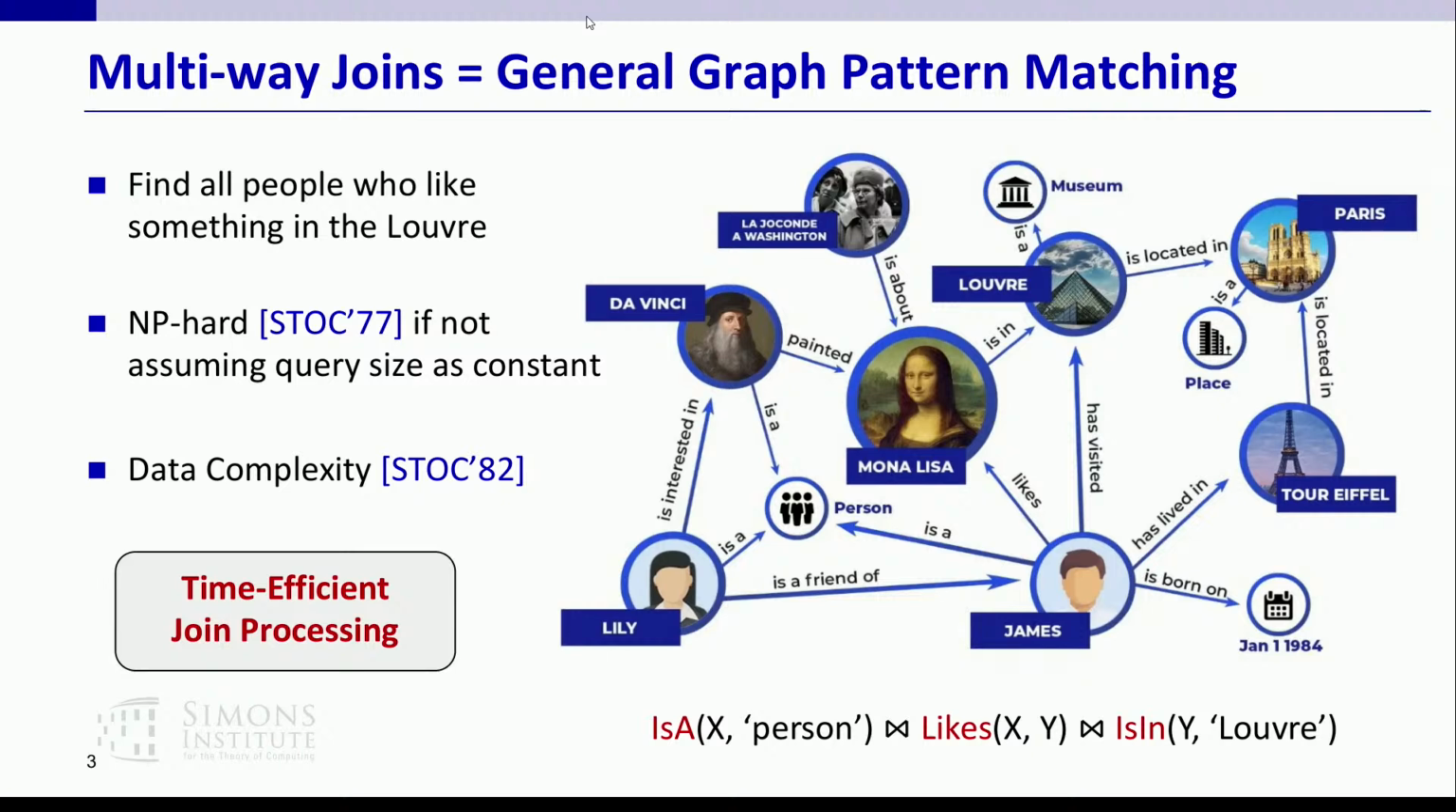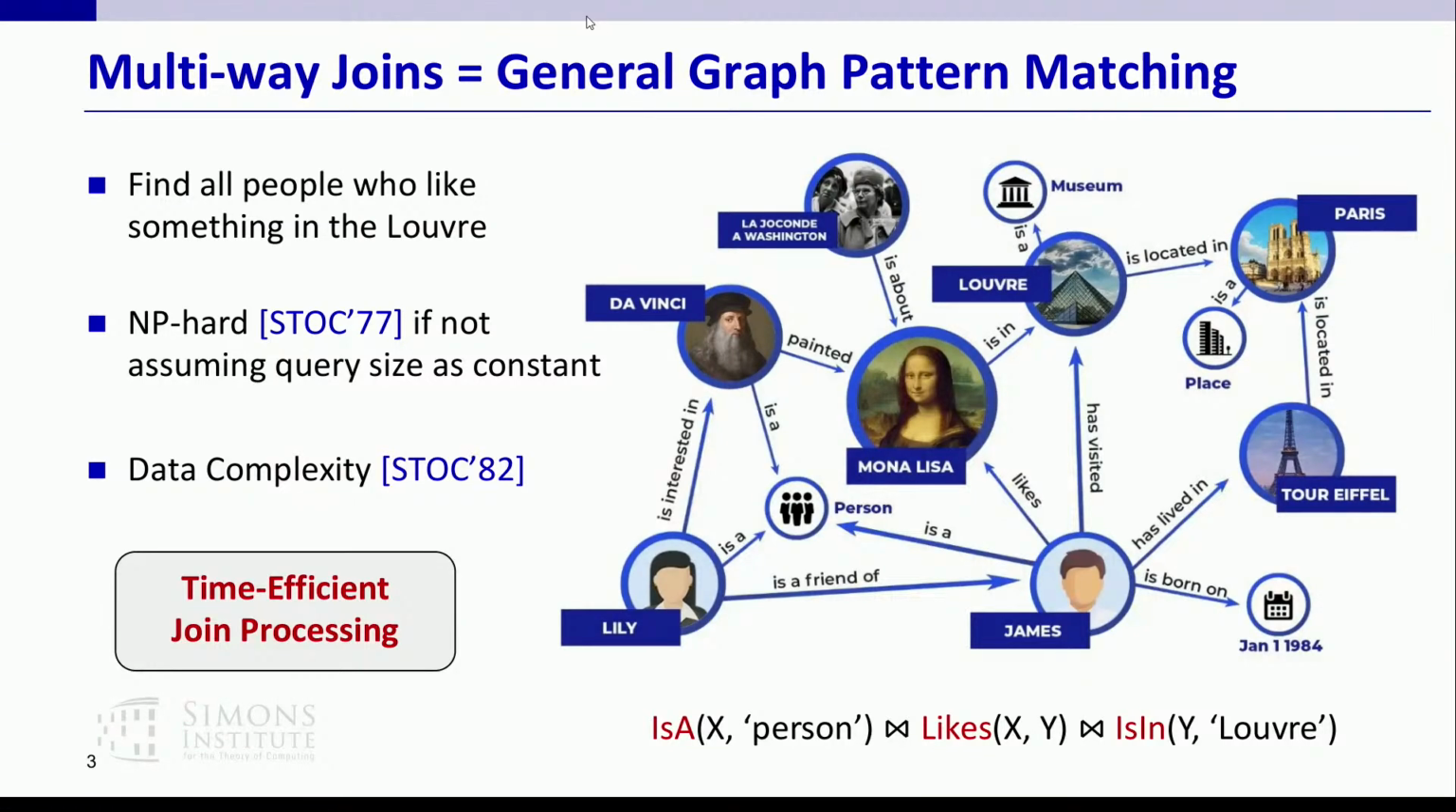In this relational knowledge graph, each node is an entity and each edge is labeled with the interaction between these two entities. We can store the edges with the same label in one relation and ask join queries. For example, find all people who like something in the Louvre Museum. We use this three-way line join.